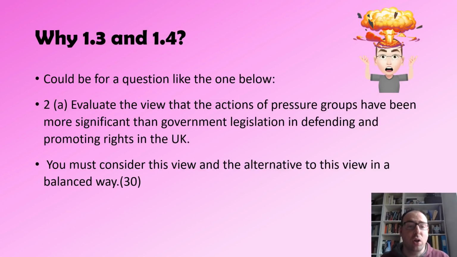So the combination of 1.3 and 1.4 would suggest something like the question on screen at the moment. This links 1.3 about pressure groups with 1.4 about rights. So: evaluate the view the actions of pressure groups have been more significant than government legislation in defending and promoting rights in the UK. You must consider this view and the alternative view in a balanced way. So with that, we've combined the two bits.